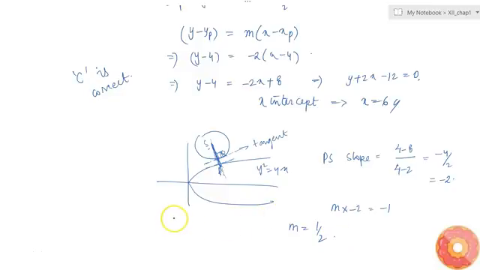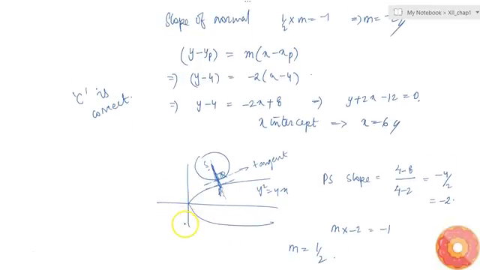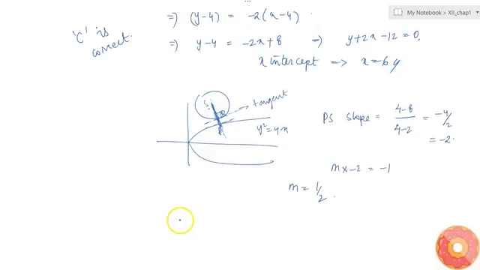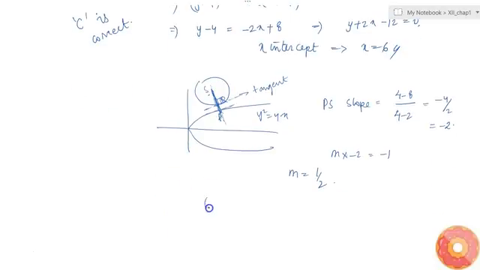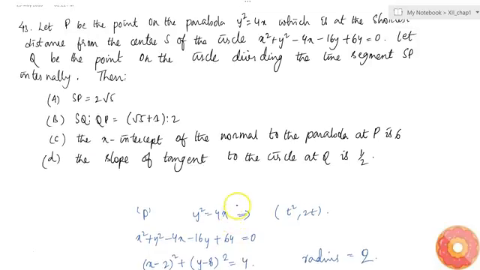So the slope of the tangent at Q is simply half. Option D says it is half. So finally we get option A, option C and option D.